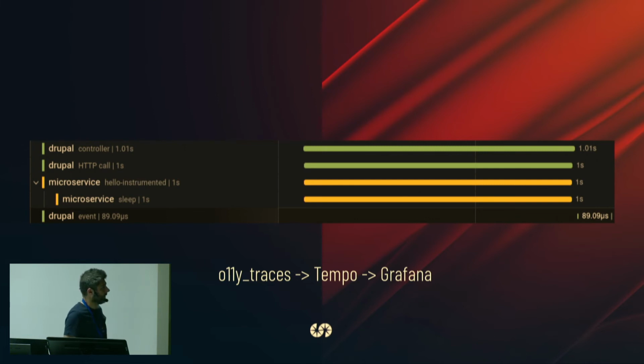So this kind of information is useful to understand where the time is spent. So for example, our controller is taking 1 second and 0.1 to complete, and this is because internally it called an external microservice that took 1 second to complete, and so on. In this case, we just use the module that sends information to Tempo, and we are using Grafana to visualize.